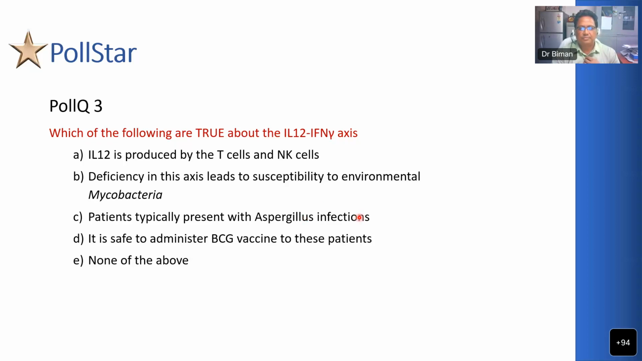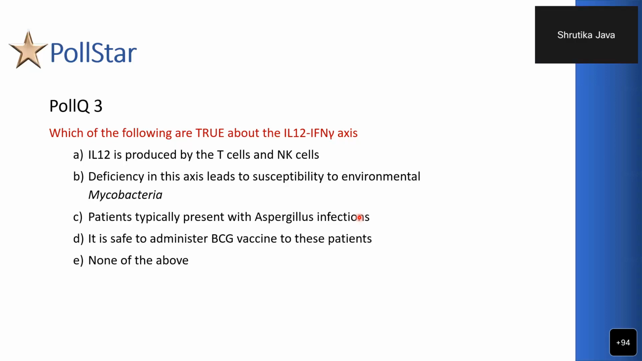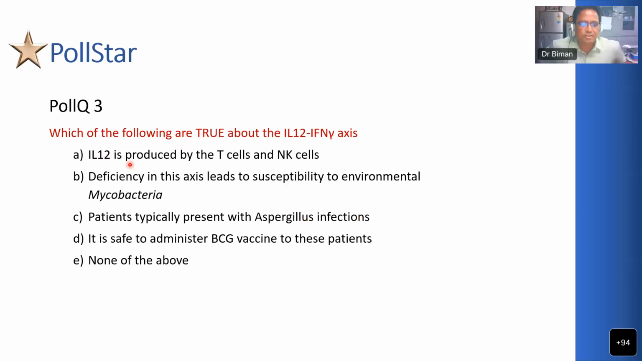So most of the participants think it's B. Yes, it's very simple because the rest is all wrong. IL-12 is produced by the macrophages, not the T cells and NK cells. The T cells and NK cells produce the interferon gamma. Patients typically present with aspergillus? No, they present with environmental mycobacteria. Obviously, you can't give BCG to the patient; they will have full-blown BCGitis or BCG disease.